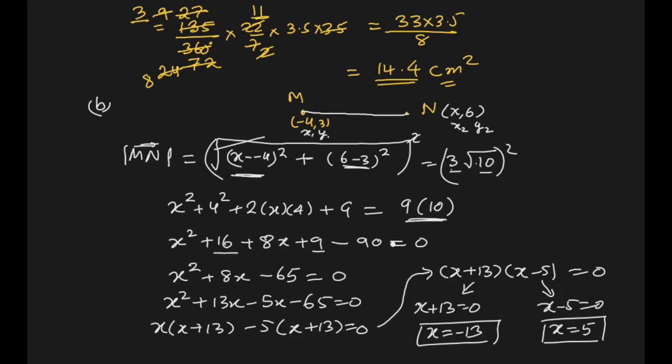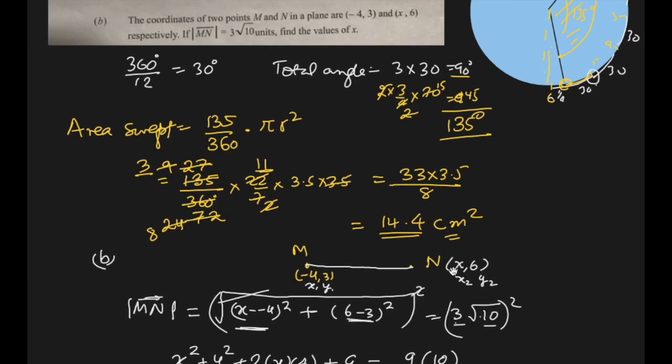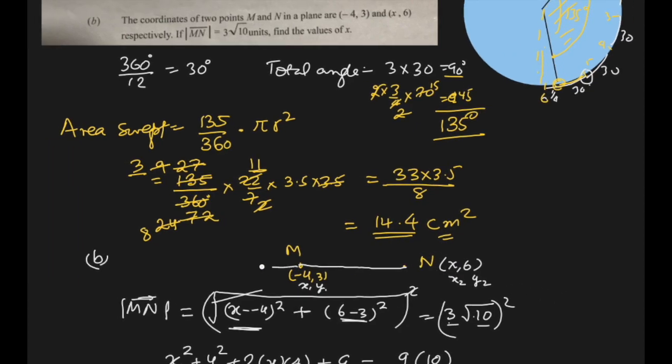And we got the values of x for which the magnitude is this. It's obvious, right? This (x, 6) is on the right side. It could be on the left side also. So one on the right side may have this value. What is this? Other 5. So it could be (5, 6) here, and (-13, 6) here. Both of them are 3 square root 10 from this point M. That's why we got two values for x.